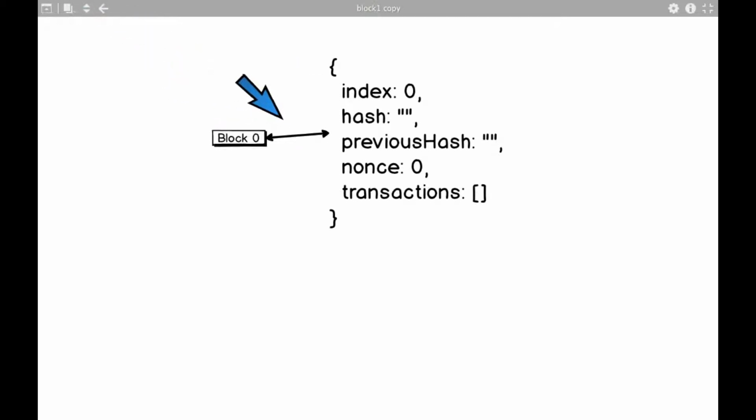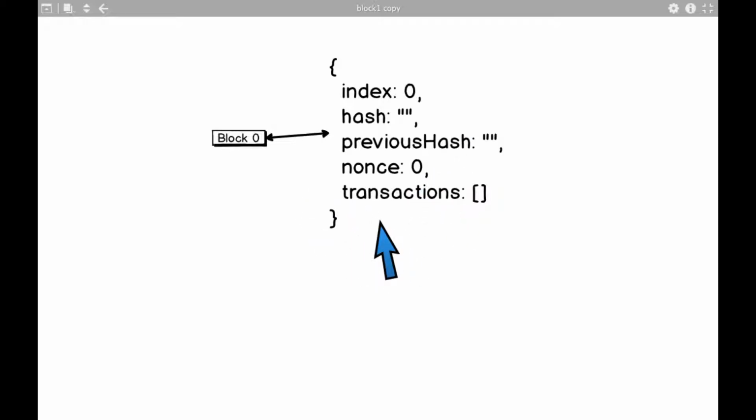So for the genesis block, this is how our data looks. We have an index, which states which number it is. This is block 0, so the index is 0. The hash, since it's the first block, the genesis block, has nothing. And then the previous hash is also nothing because it's the first block. And then the nonce is basically a cryptographic nonce, to state at which state the calculations are. So transaction will basically store all the data.